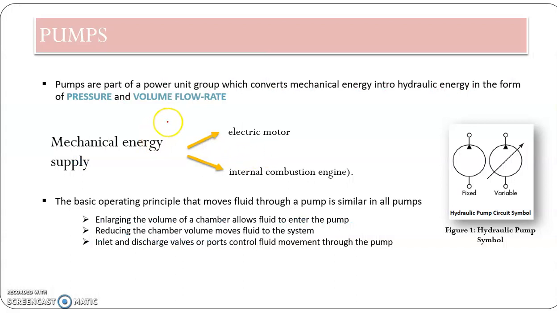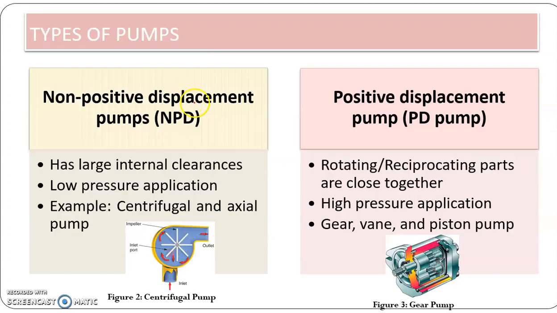So what you should know here is that the pump is the device that converts mechanical energy into hydraulic energy in the form of pressure and volume flow rate. There are two types of pump. First is the non-positive displacement pump, or NPD, and the other one is the positive displacement pump, or PD pump. For this chapter, we will focus on the PD pump. There are two types, rotating and reciprocating, and it provides high pressure application.